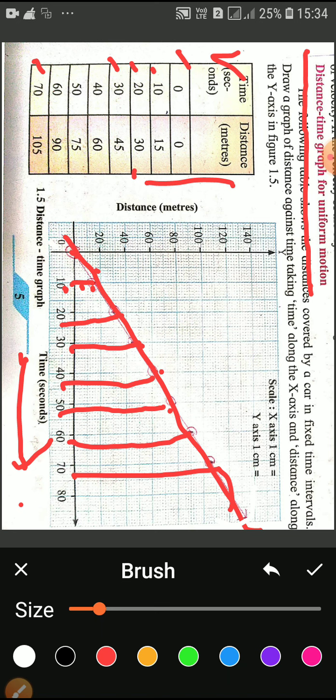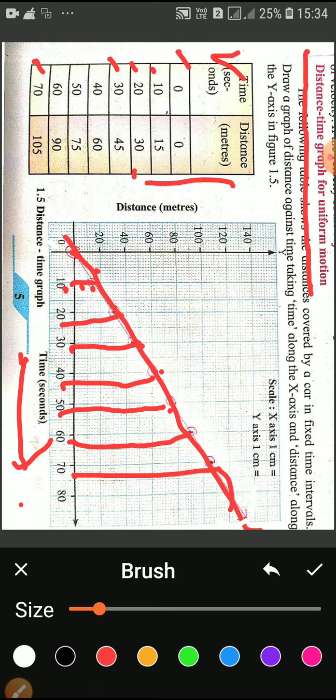So in this way, we can plot a graph and show how the uniform motion graph appears as a straight line. Otherwise, if your graph is not a straight line, then be clear that this is not uniform motion.